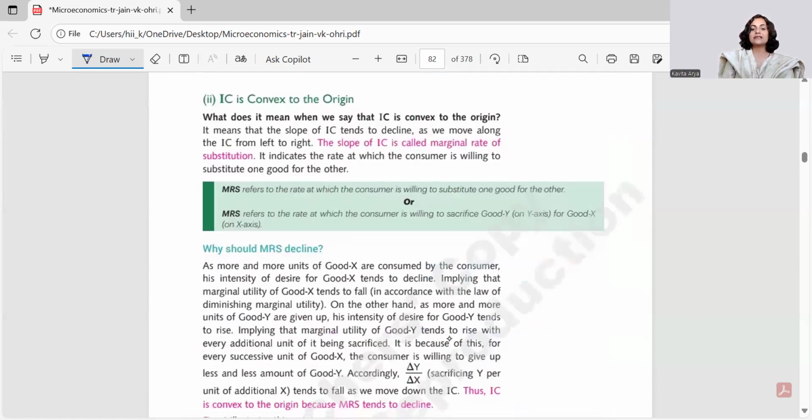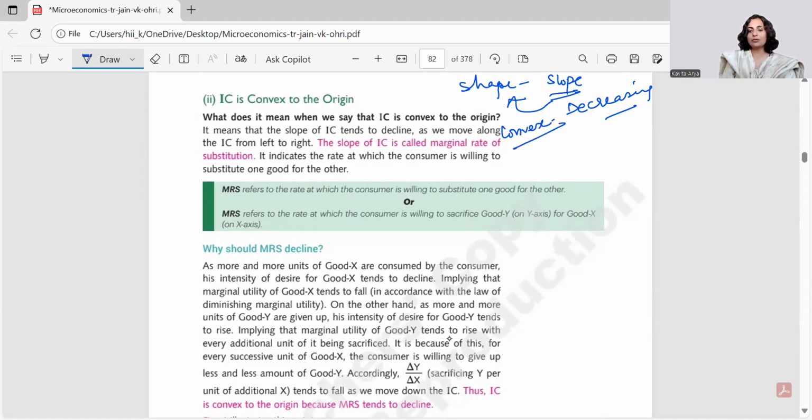Then second is IC is convex to origin, and I did tell you whenever you're talking about shape, you talk about slope. Or whenever slope is being asked, you talk about shape. This is how we justify it for the reasoning part. Why it has got convex shape? Because of its decreasing slope. Right. Then if the question is what is the implication of decreasing slope? It would have a convex shape.